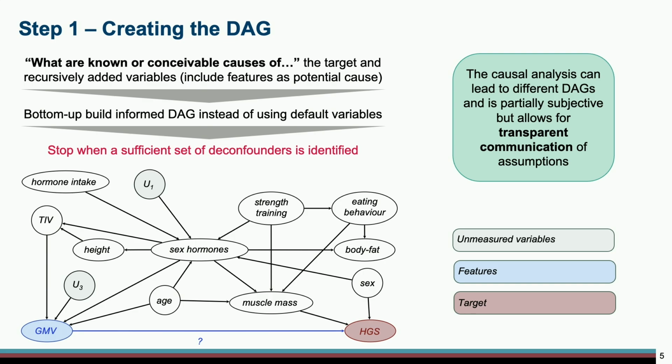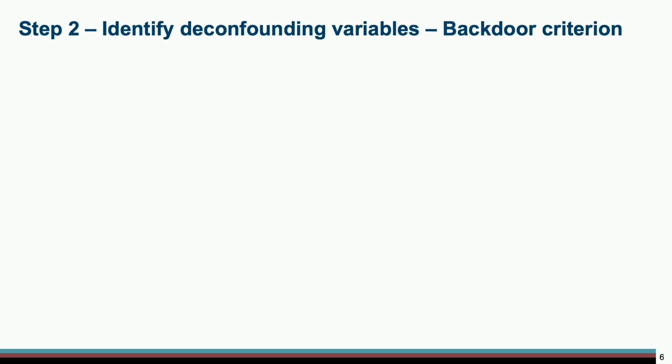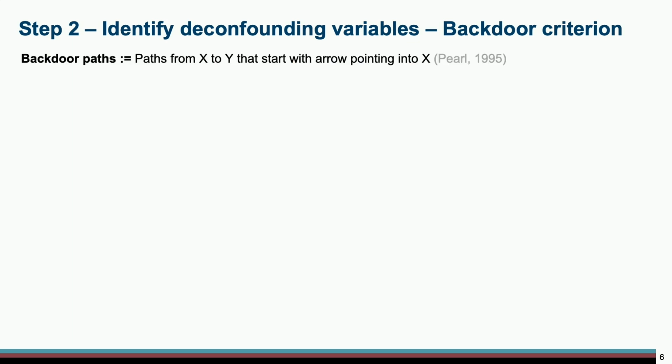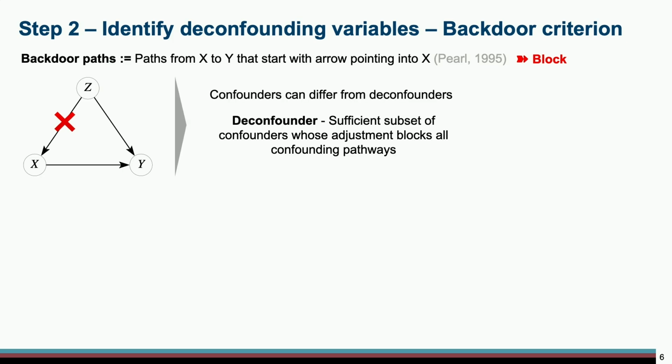And that's where the second step comes in. One option to identify a proper set of deconfounding variables is the so-called backdoor criterion, which uses backdoor paths, which are paths that go from X to Y that start with an arrow pointing into X. If you have a look again at our confounder, small little DAG here, you see that there's an arrow incoming to X from Z, and you want to block all pathways that start off like that.